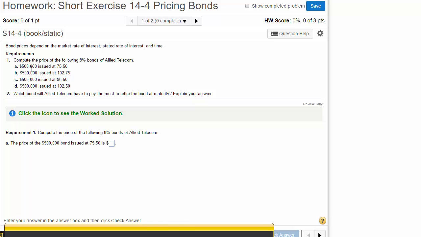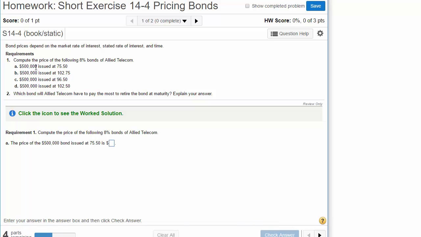So what's happening is Allied Telecom is issuing $500,000 worth of bonds. We know the maturity value of each bond is 1,000, so that means they are issuing 500 bonds. And in this scenario, they get a price of 75.5. What that means is people were willing to pay only 75.5% of the maturity value.